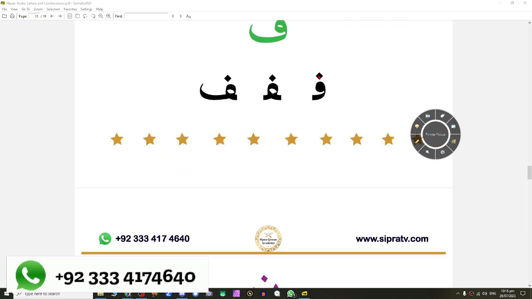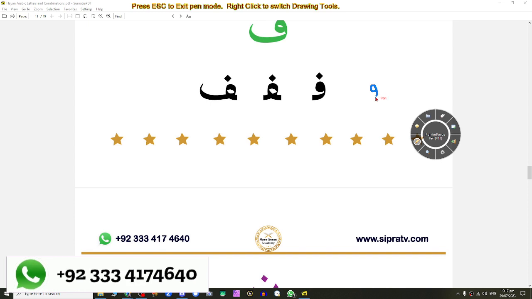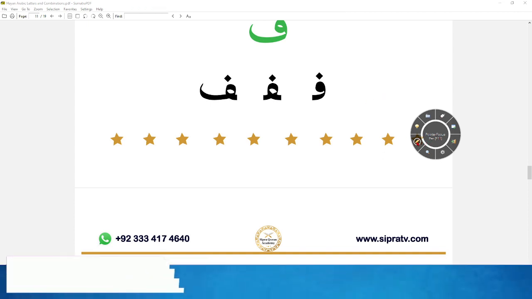You have to keep the circle and the dot in mind. Now students often confuse this letter with the letter Waw. However, this is not Waw, because Waw does not have a dot in it, and the shape of the Waw is a little bit different as compared to the letter Fa. And Fa will be joined together with the letter next to it. Waw will never be joined together with the letter next to it.